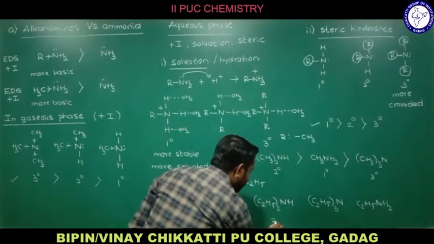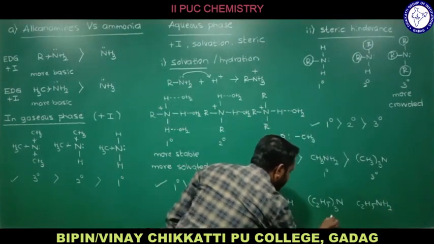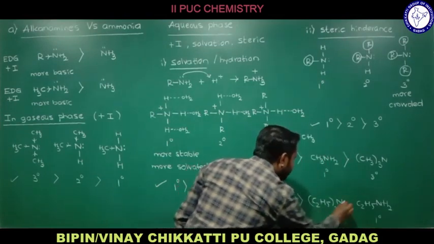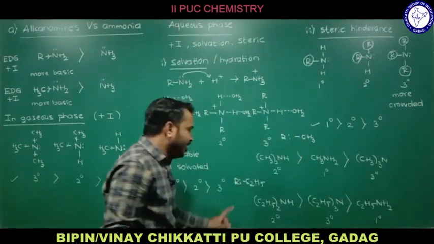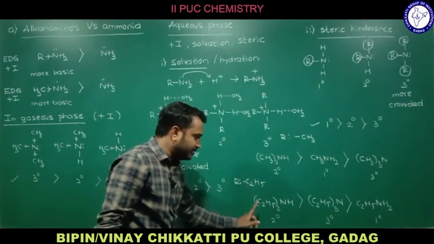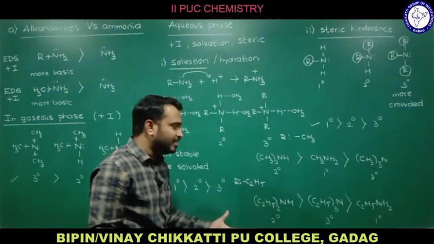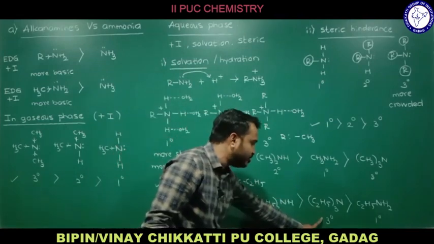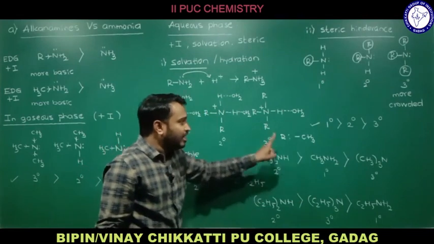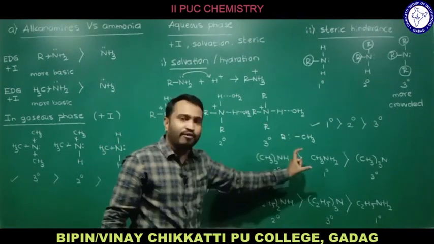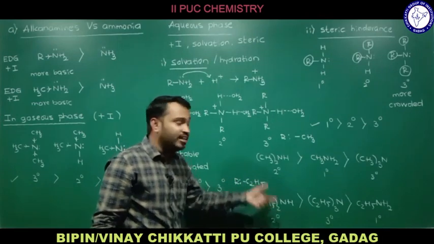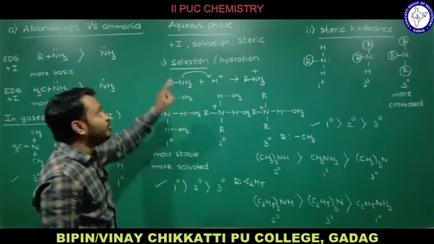So this is a secondary amine, this is a tertiary amine, and this is a primary amine, and basic in nature in this fashion. If the alkyl group is ethyl, the secondary amine will be more basic, then comes tertiary, and later primary. So if the alkyl group is methyl, this is the order of basicity. If the alkyl group is ethyl, this is the order of basicity, and these two are considered to be in aqueous phase only.